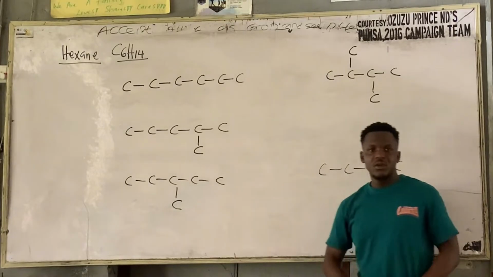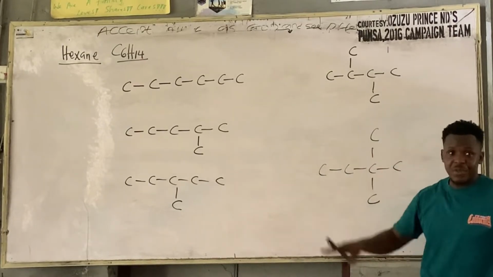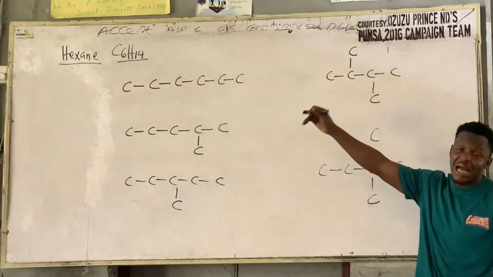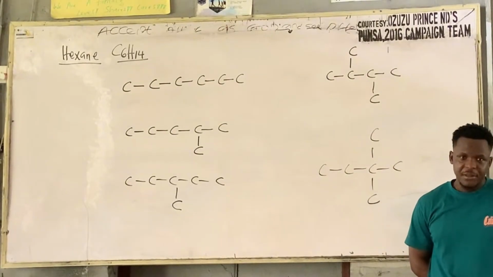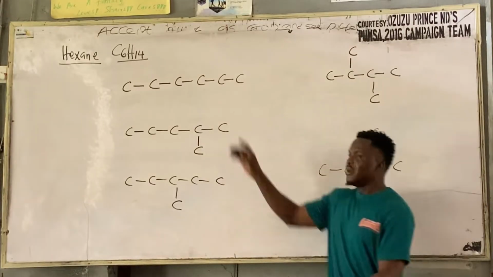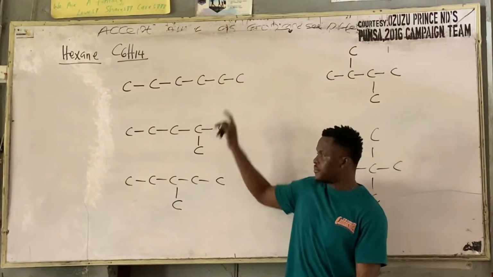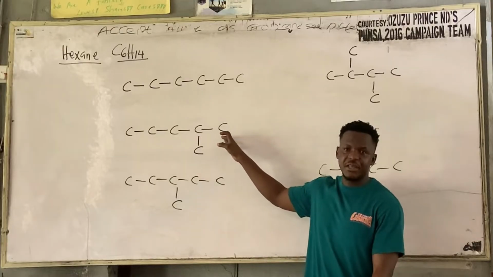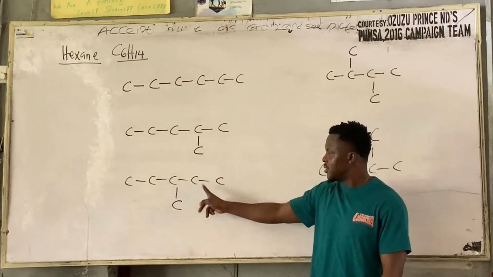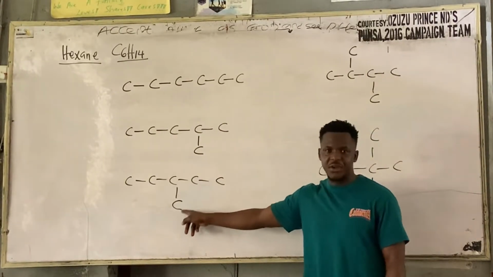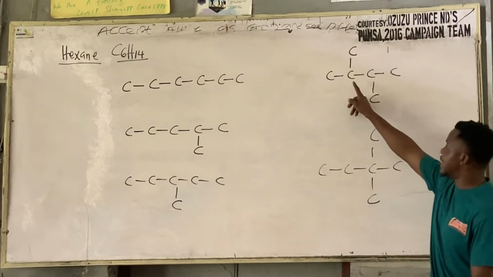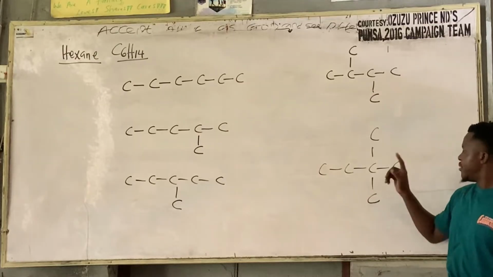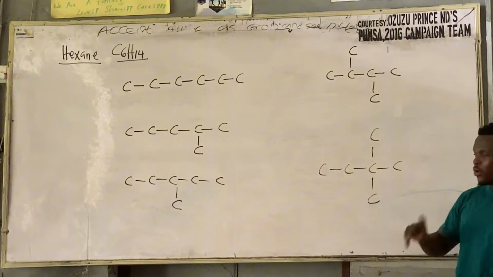So this one has 1, 2, 3, 4, 5. If you look at all of them and count their carbons and hydrogens, they have the same number of carbons and hydrogens. The difference is that this is a straight chain, 6 carbon chain; 5 carbon chain with a methyl branch at position 2; 5 carbon chain with a methyl branch at position 3; 4 carbon chain with branch points at positions 2 and 3; 4 carbon chain with branch points at position 2.